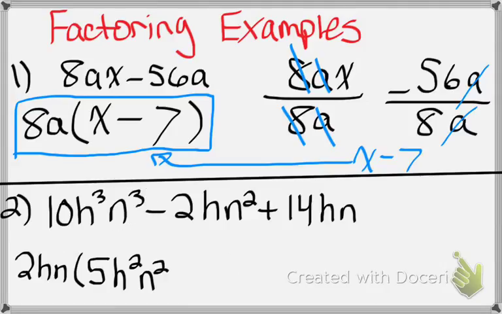Now if we do it for our next one, this one right here, we see we have a 2hn, but we have 2 n's, so one of the n's is going to be left behind. But it's a negative divided by a positive, and that's going to be a negative.